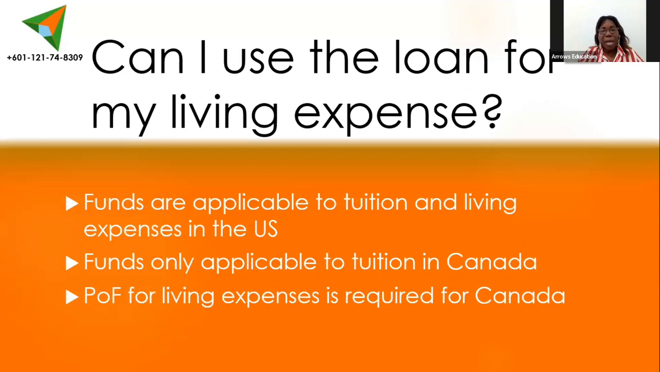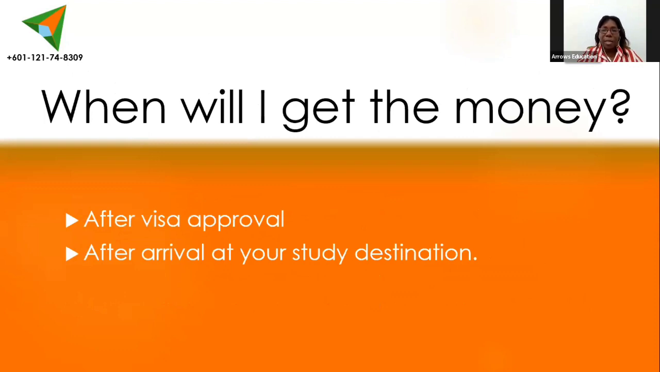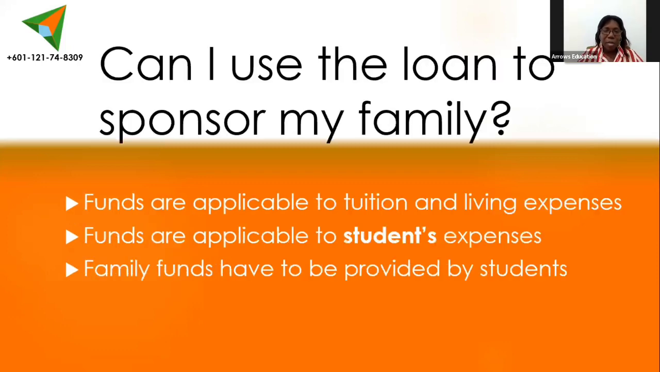Can I use it for my living expense? Definitely. Funds are applicable to tuition and your living expenses in the US, but only applicable to tuition in Canada. That may change. Proof of fund for living expenses is therefore required for Canada, but for the US, you don't need to provide anything. When will I get the money? After visa approval, after arrival at your study destination. So don't think that you are getting the money before you leave your home. No, you're going to land in your university, you will report, and then you're going to get the loan.